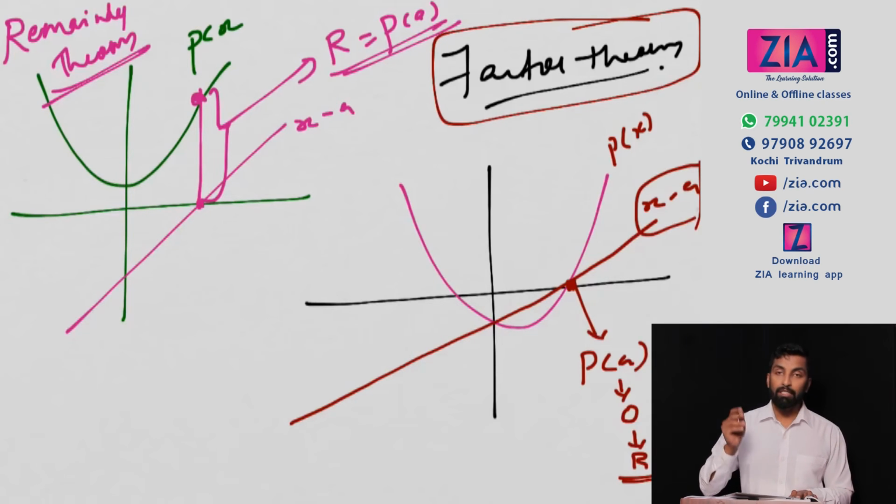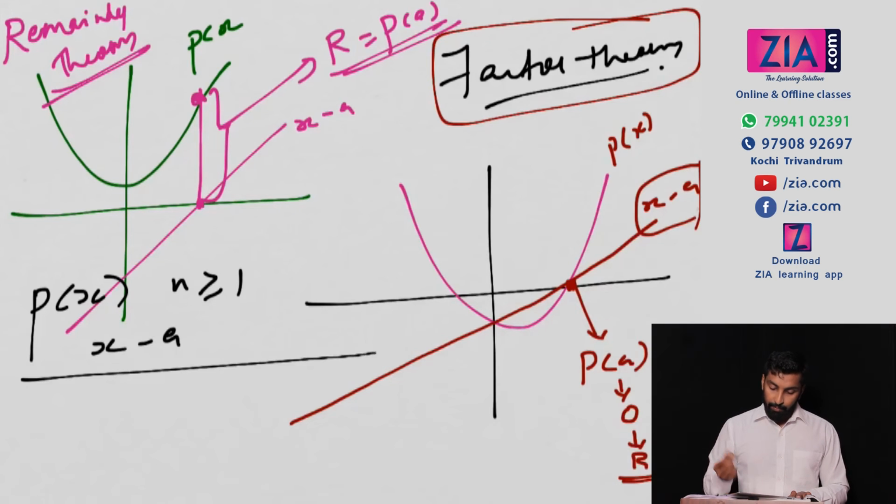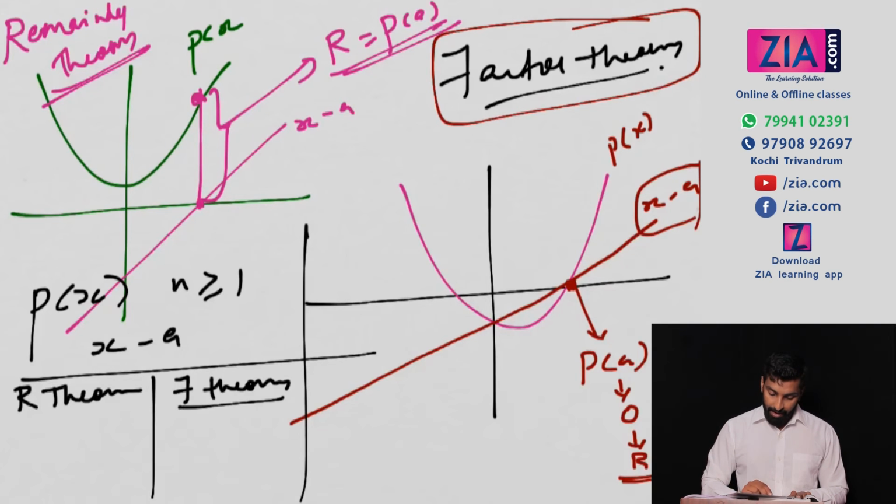So in other words, if you need to tell it in words, how will you tell? You have a polynomial P of x. The degree is greater than or equal to 1. Degree n greater than or equal to 1. When you divide with a linear divisor, let's take x minus a. Now this much is common. Now let's understand what the remainder theorem is and what the factor theorem is.